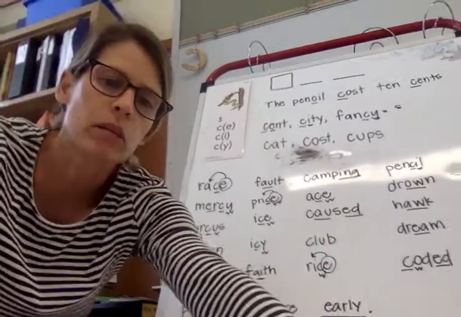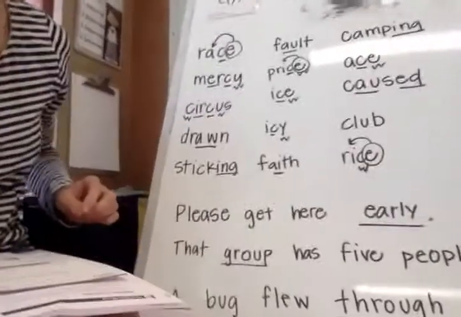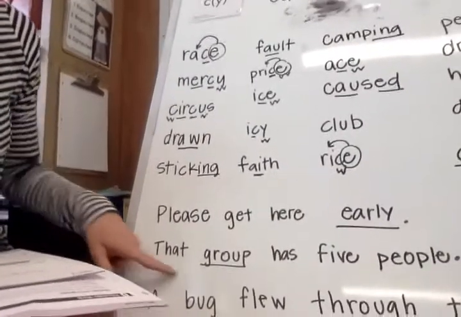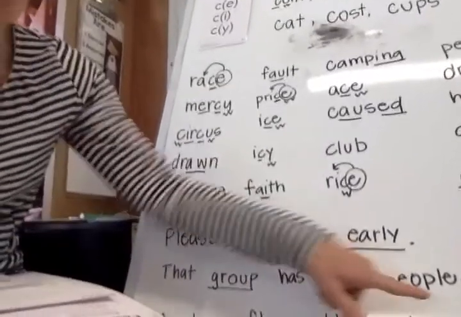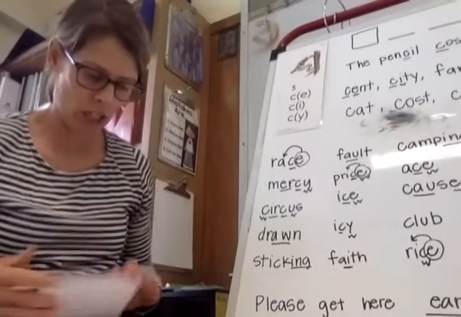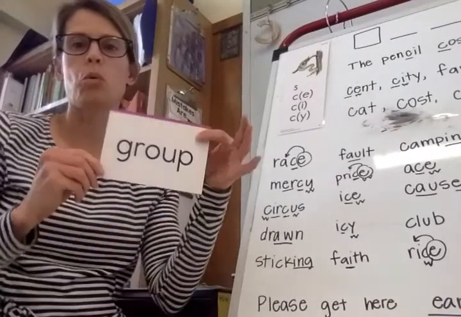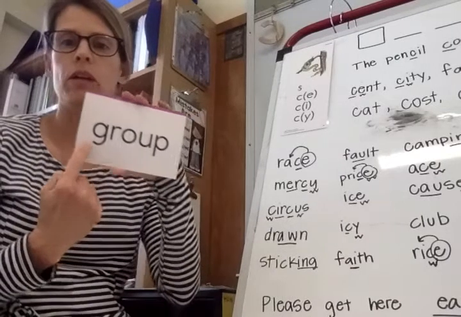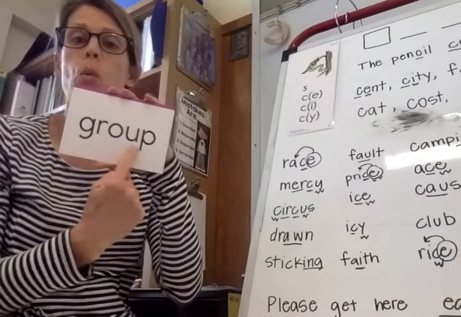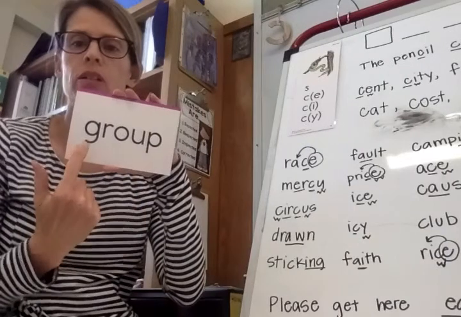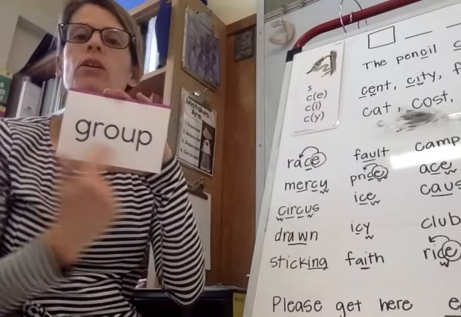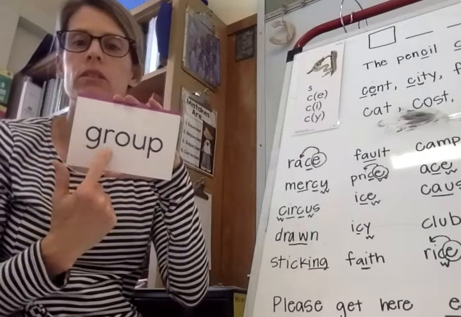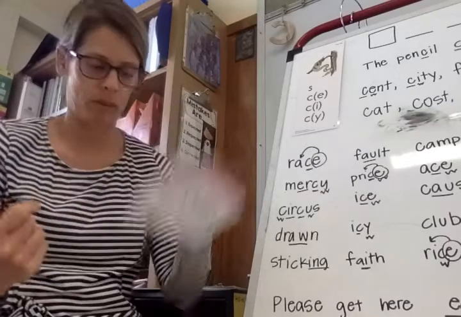Okay, I'm going to move my computer so you can see this next sentence. That group has 5 people. Our next word is group. Ready? Read. Group. Spell. G-R-O-U-P. Read. Spell. Group.